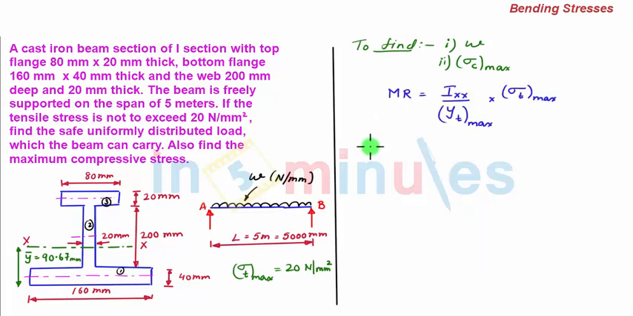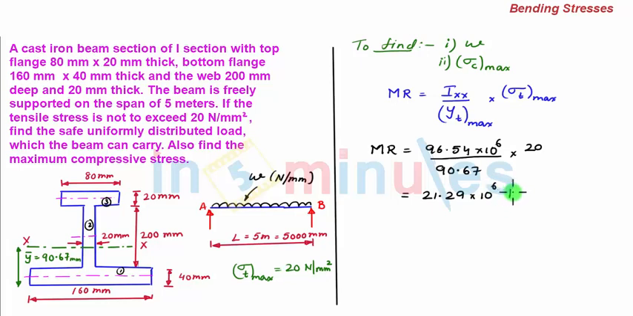So your moment of resistance Mr is given as Ixx, 96.54 into 10 to the power 6, upon yt max, which is nothing but y bar, so 90.67, into sigma t max, which is 20 Newton per mm square. So we get moment of resistance as 21.29 into 10 to the power 6 Newton mm.